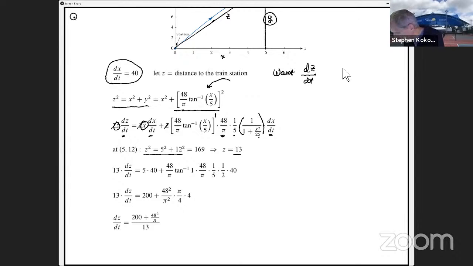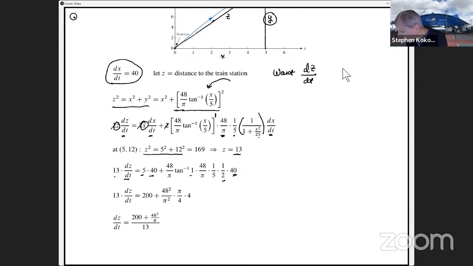All right, let's see here. There's the 13 for z. That's what I want to solve for. Let's see, x is 5, dx/dt is 40. 48 over pi, yep, inverse tangent of x was 5, so that's the inverse tangent of 1. 48 over pi, 1/5, let's see, 1/2, is that right? Yes, when x is 5, that's 5 squared over 25, so 1 plus 1, that's a 1/2, and there's a dx/dt on the end there, that's a 40. Holy Toledo.